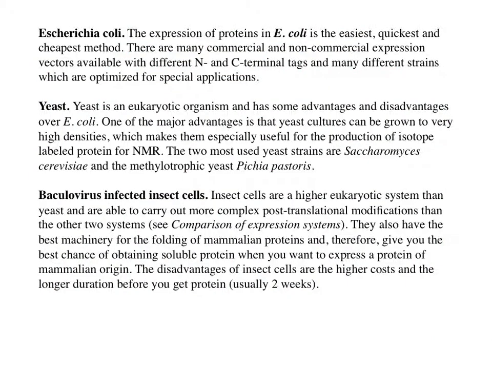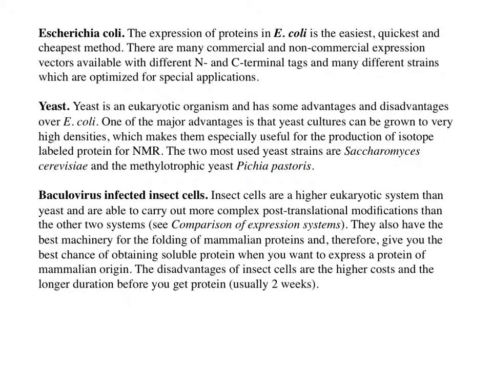There are different hosts in which you can express your protein, E. coli being the most common. It's the easiest, quickest, and cheapest method. They have different commercial and non-commercial expression vectors with different N and C terminal tags and different strains. Yeast is a eukaryotic organism and has some advantages and disadvantages over E. coli. Major advantage of yeast is that it can be grown to very high densities, which makes them useful for production of isotope-labeled protein for NMR. And the 2 strains that are used are Saccharomyces cerevisiae and Pichia pastoris.